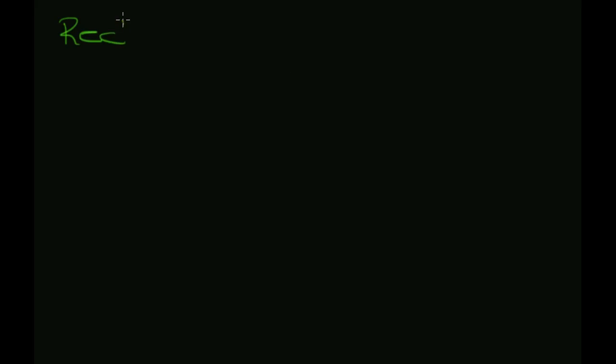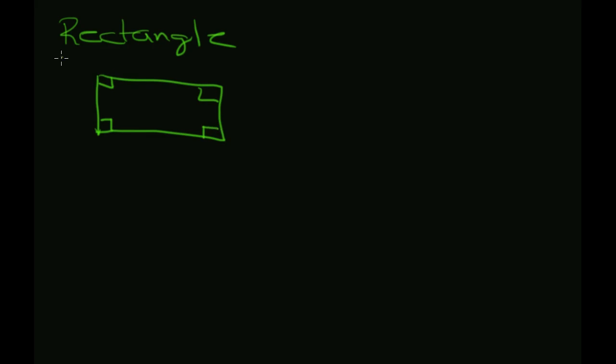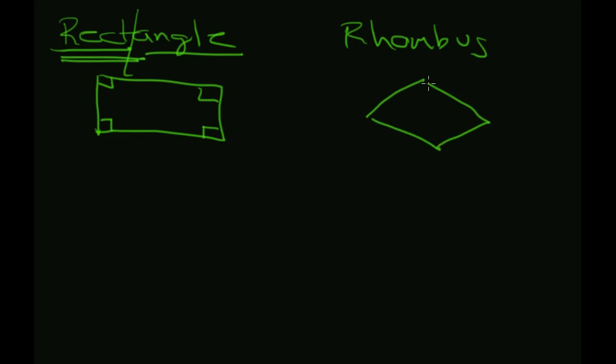One is a rectangle. And a rectangle is simply a parallelogram that has 4 right angles. This is easy to remember because rect is actually like the German word for right and angle. So the word rectangle actually means right angle. If I have a rhombus, it is also a parallelogram, but a rhombus has all 4 sides congruent.